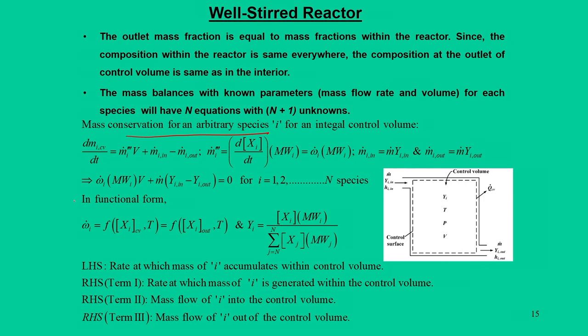We can write the rate at which the mass of species changes with time, dm_i/dt, which has three terms. The first is the rate at which mass accumulates in the control volume. The first term on the right hand side, m_i dot triple dash, is the rate at which mass of i is generated in the control volume, that means some species are generated. m dot i in and m dot i out refer to the inlet and exit conditions, the mass flow rate into and out of the control volume.